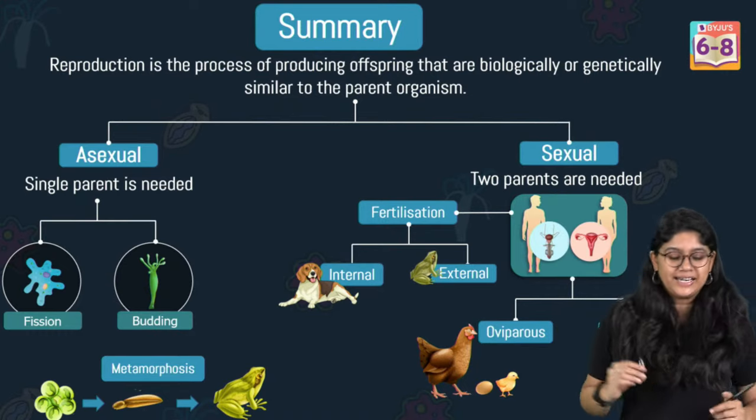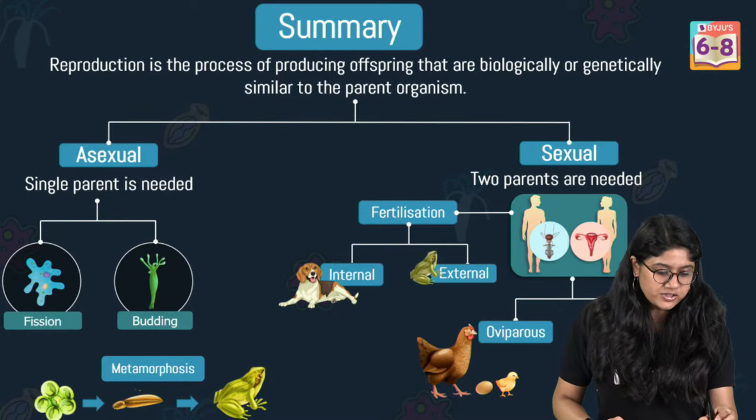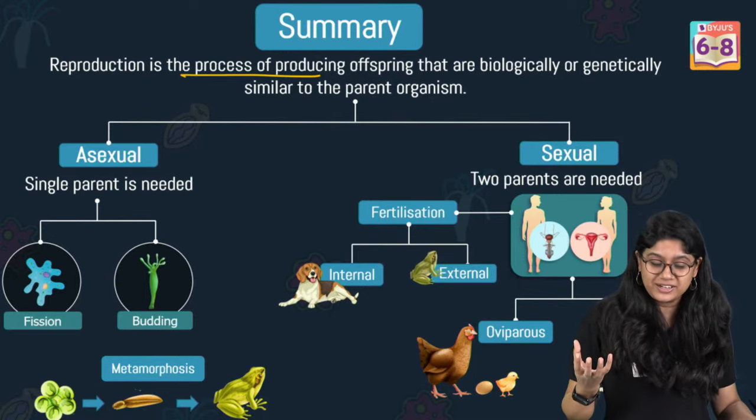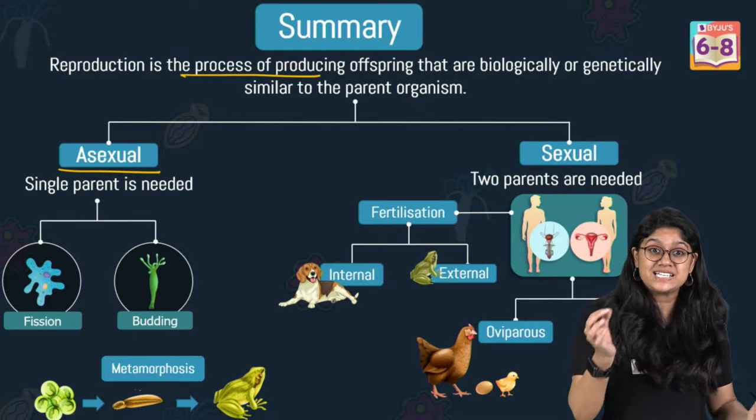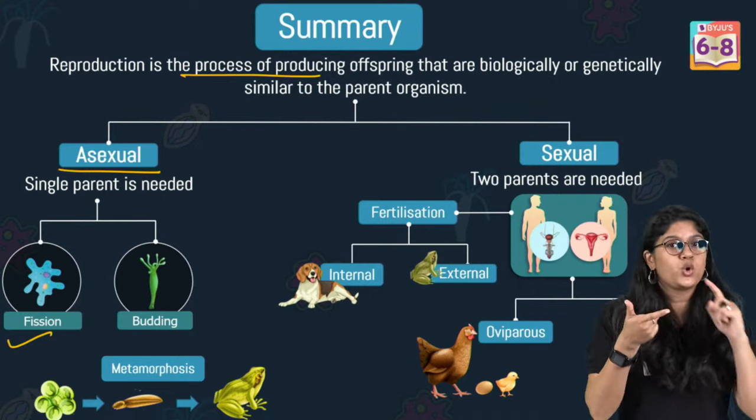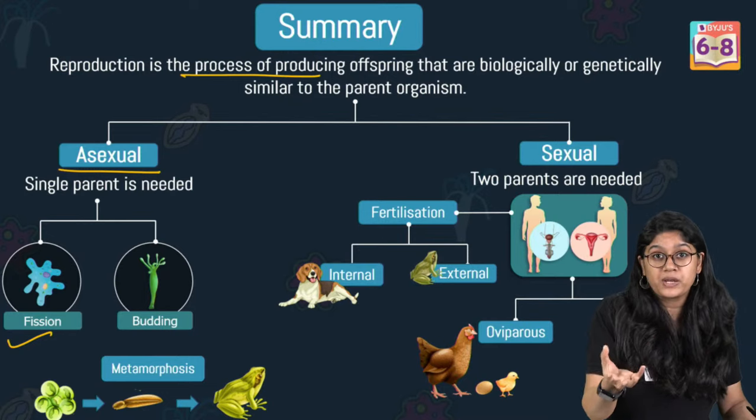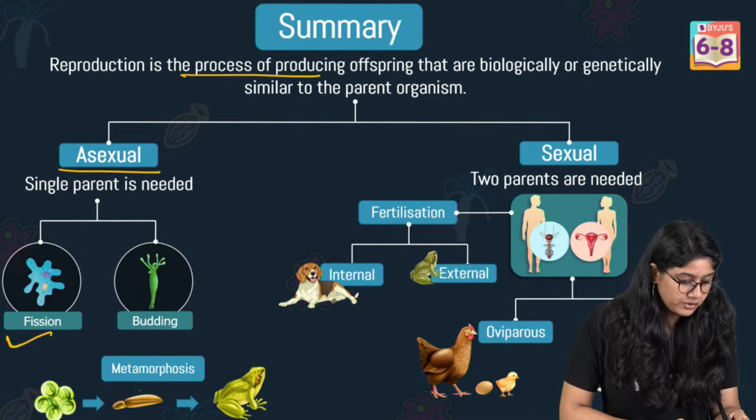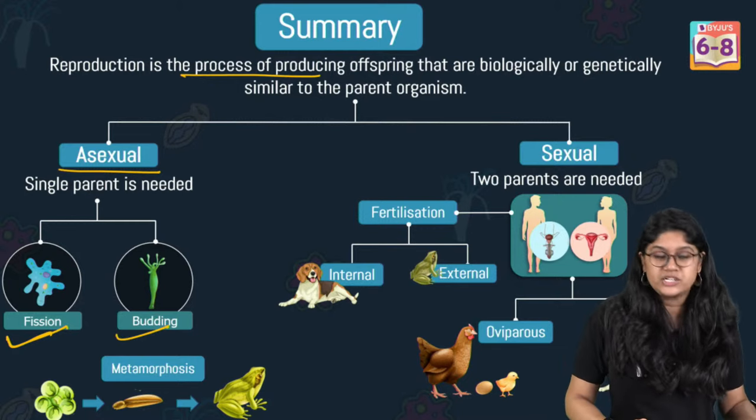And let's quickly have a summary, everyone. So we have discussed reproduction is nothing but a process of producing offspring that are biologically or genetically similar to the parents. There are two types: asexual reproduction and sexual reproduction. Asexual reproduction means that only a single parent is involved. No gametes are formed, and the offspring will be identical copies of the parent. We have examples of fission, which we see as binary fission in amoeba, and budding in hydra. Okay?